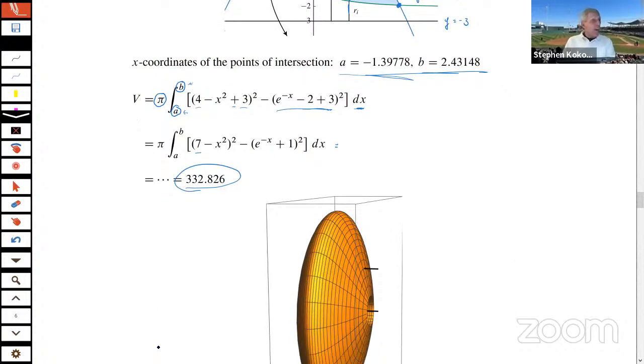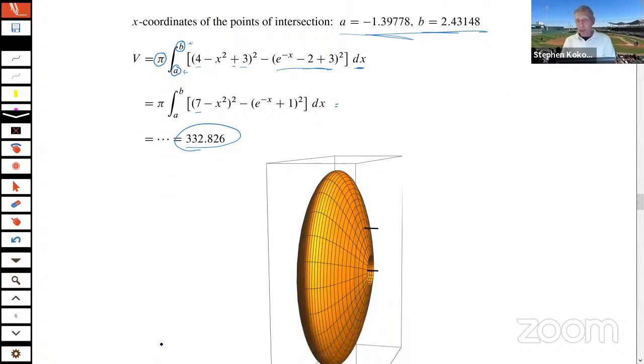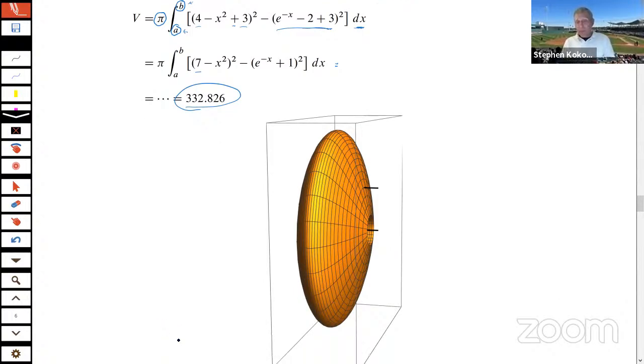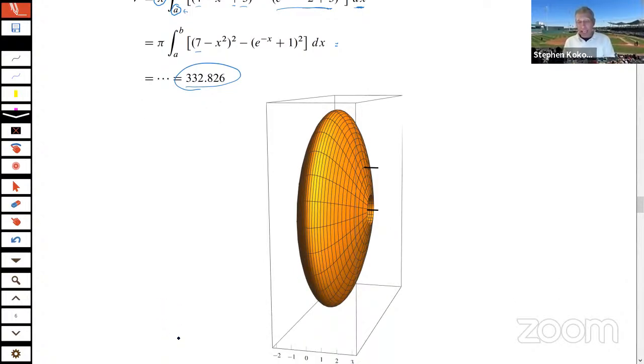And here's a rough idea of what this solid might look like. I know it's kind of skinny. I've got a couple of labels in there for the x-axis down below. And I'm revolving this about the line y equals minus 3. I believe that's this black line right here. This is y equals minus 3. This one represents the x-axis.